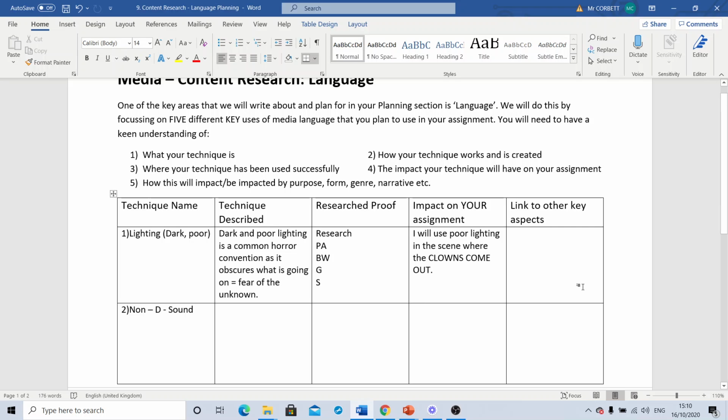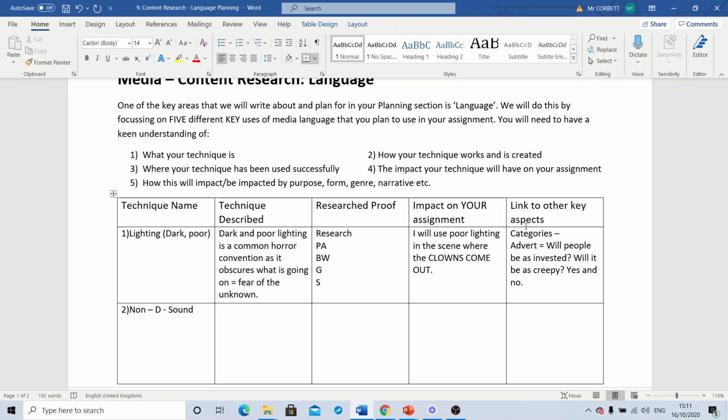And then, although we've kind of touched on this already, I want you to then start linking it to other key aspects. So you might think, okay, one key aspect is going to be my categories. I'm actually doing an advert. Therefore, will people be as invested? Will it be as creepy? The answer is probably yes and no. People will still find it creepy because it's still that fear of the unknown. It's still something that you want to find out more about. But equally, people won't be as invested.